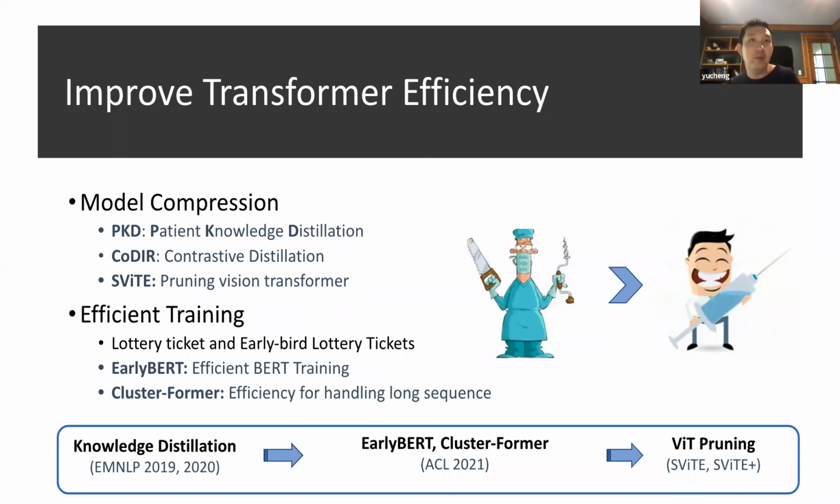That leads to our very recent work on early BERT, called efficient BERT training with lottery tickets, and also another work called Cluster-Former to handle long sequences. For today's talk, I will not cover all the works I mentioned here. I only pick some of them to give you some examples of how we do transformer efficiency at Microsoft.